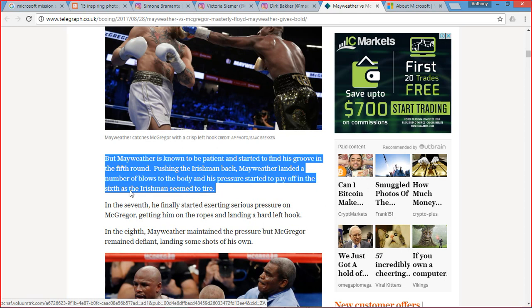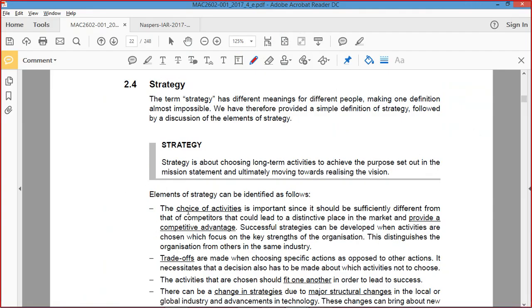Okay, so you can see he went into it with a strategy. He knew what he was going to do. So basically, if we had to relate it to this, strategy could be, well, number one, withstand the early rounds.